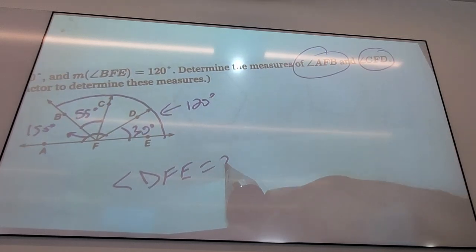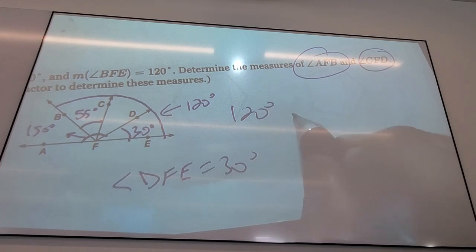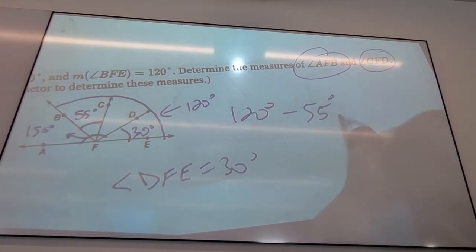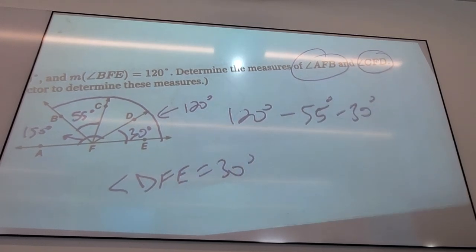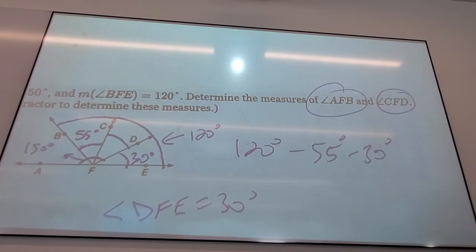So angle DFE is 30 degrees. This whole thing is 120. So if I do 120 minus 55 and 30, right? If I do 120 minus this and minus this, I should be left with this. Does that make sense? Do you see that? Yes. Because all three of those angles make the whole thing. So if I take the whole thing minus two of them, I should get the third one. And do I get the same answer? Yes, thank the gods. I get 35 degrees.